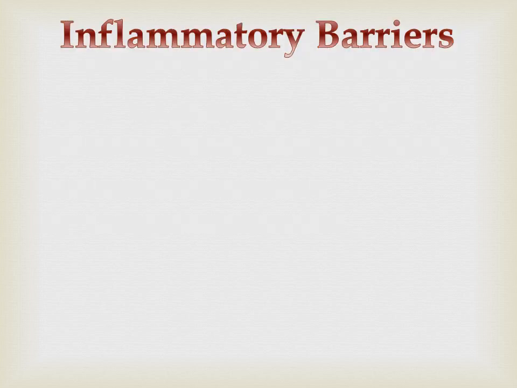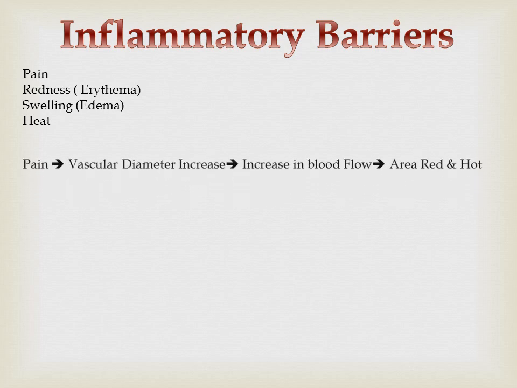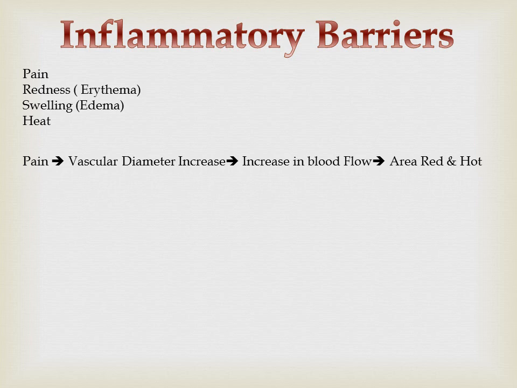Next is inflammatory barriers. Now, inflammation. Why is there inflammation? Inflammation has some characteristics. It will have pain, redness, swelling and heat. That is, the temperature of that portion will be slightly high. Redness is also known as erythema and swelling is known as edema. So why do all these characteristics occur? Why is there pain?